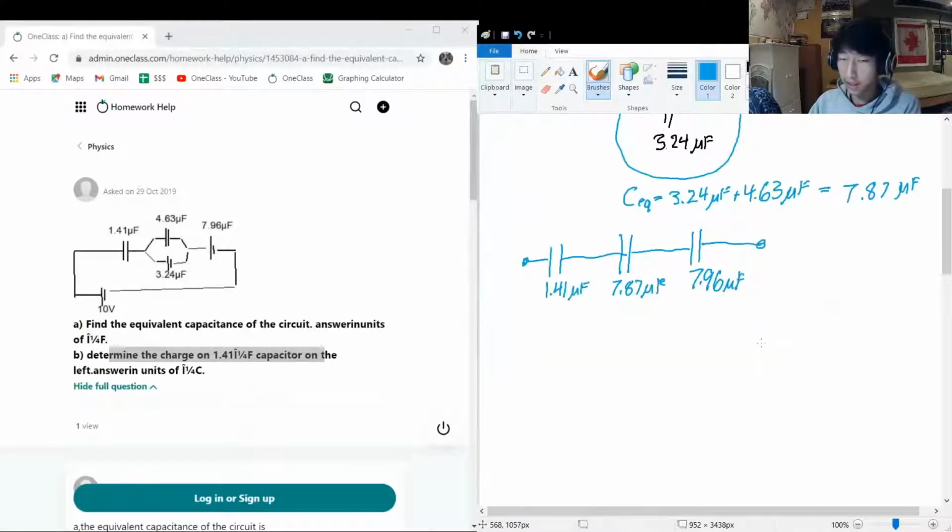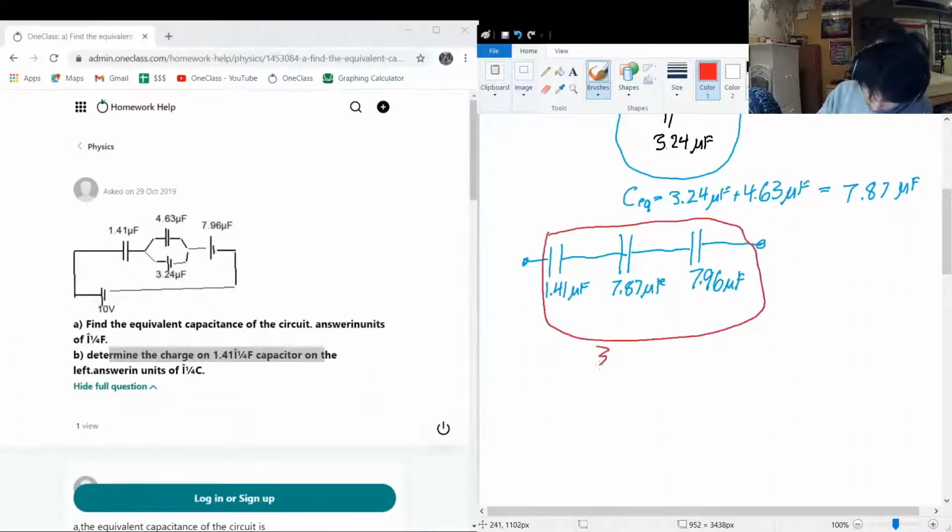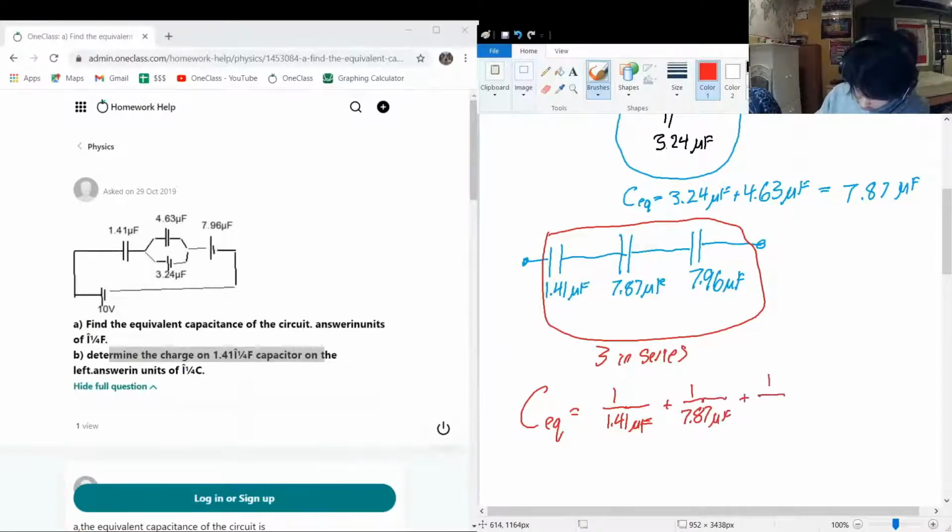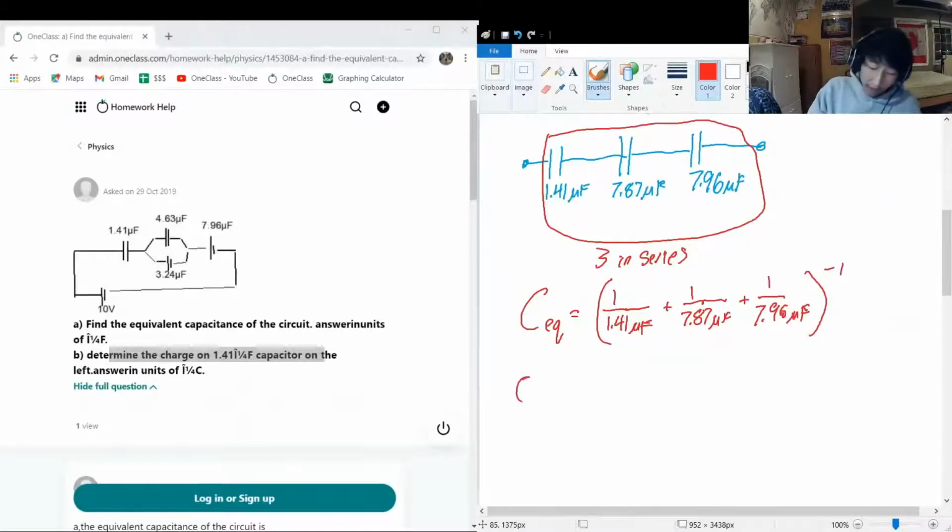Now we have 3 in parallel. I mean, 3 in series. So we can find the equivalent like this. CEQ is equal to 1 over 1.41 microfarads plus 1 over 7.87 microfarads plus 1 over 7.96 microfarads, that whole thing to the power of -1. Let's run that through the calculator and figure out what it is.